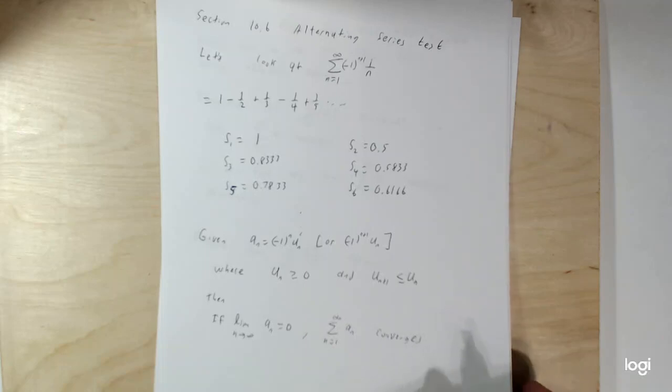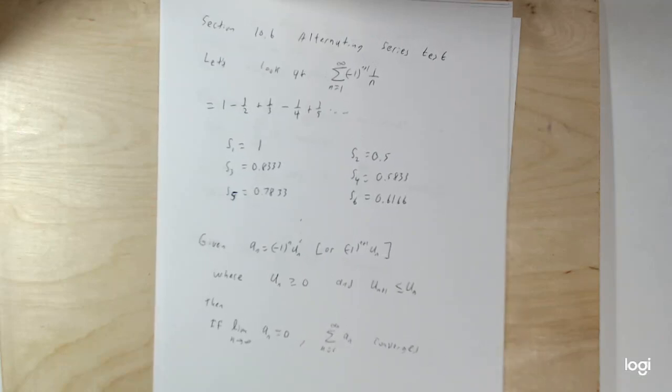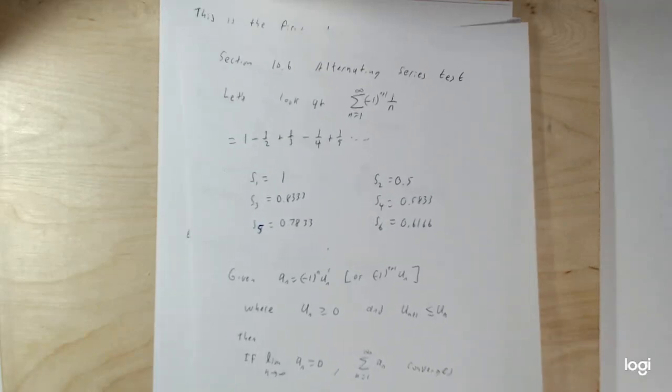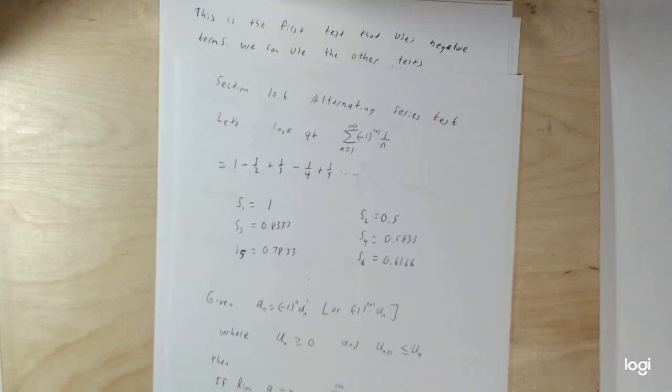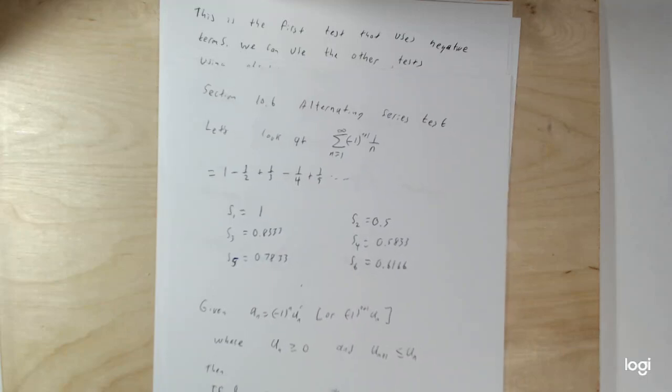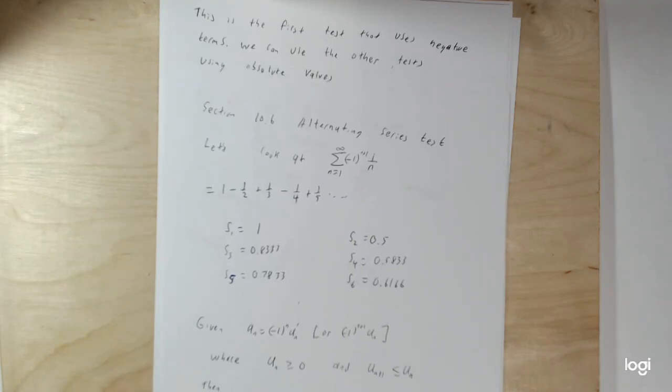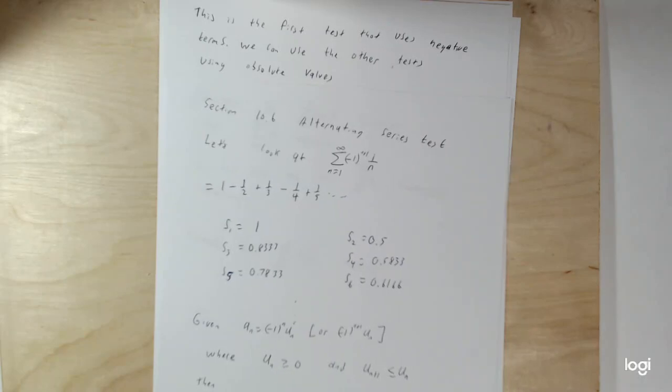Okay, now one interesting thing here, if we tried any of our other tests, because they took absolute value, the sum of just 1 over n, that diverged. That was a p-series of p equals 1. So this test is the first one that uses the fact that some of the terms are negative. Notice we can use any of the other tests using absolute values to show convergence.